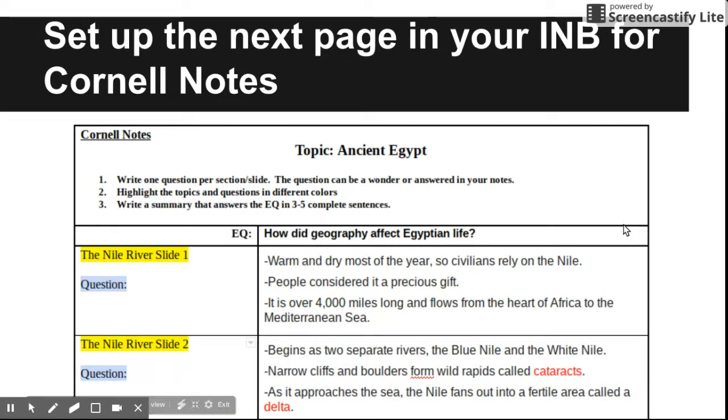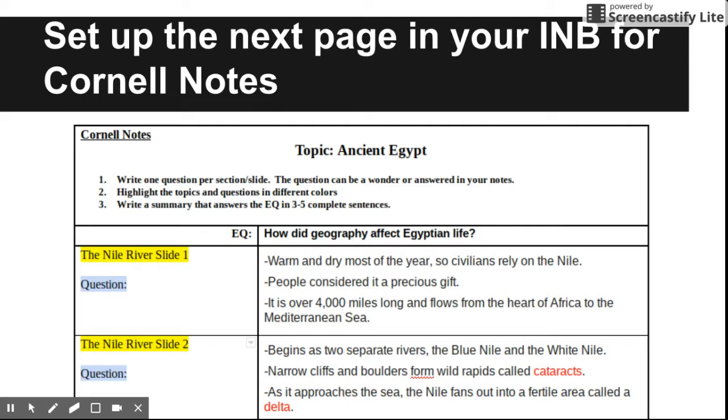So on the next page of your INB, we need to get this set up. Remember, over here, about a third of the way across your paper, you need to draw a line all the way down to the bottom of the page. If you need to use more than one page, that's fine. Some people only use one, some people use 3 or 4. It just depends on how big you write.